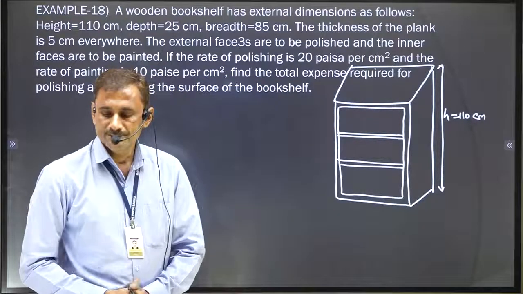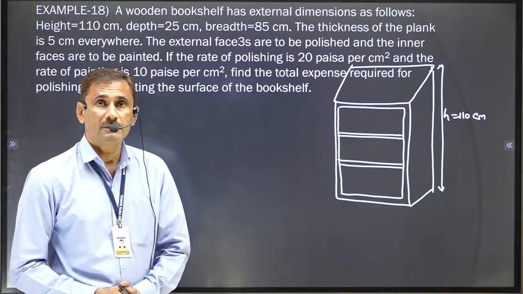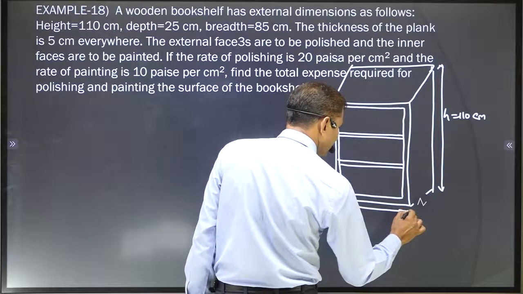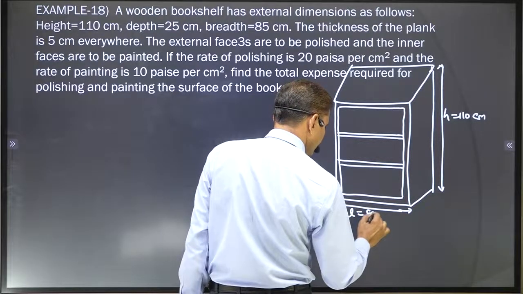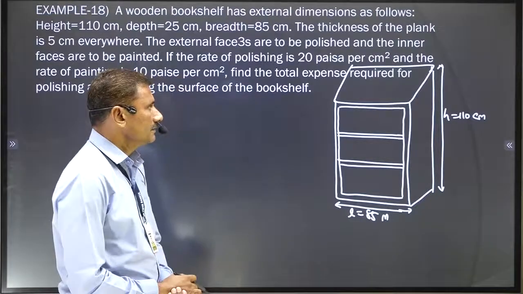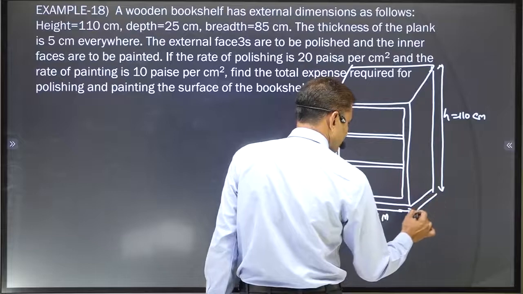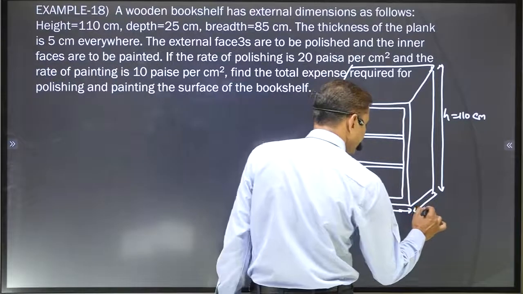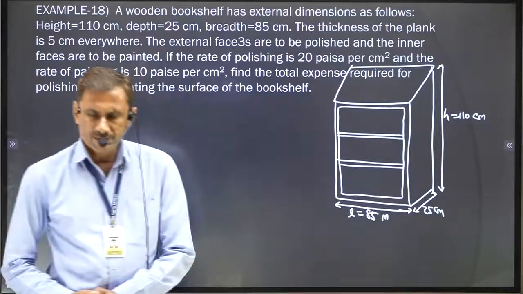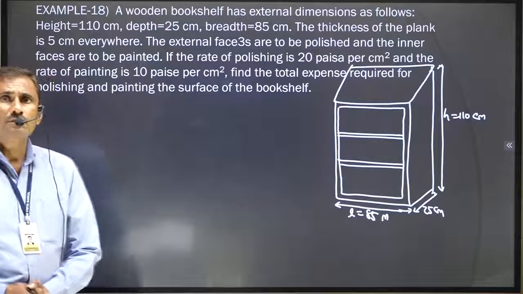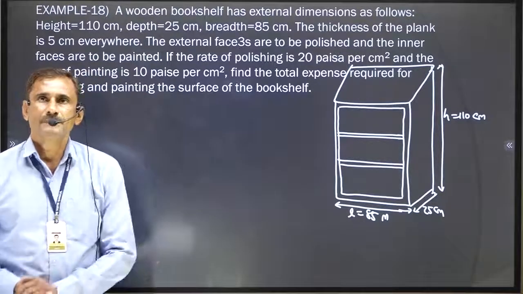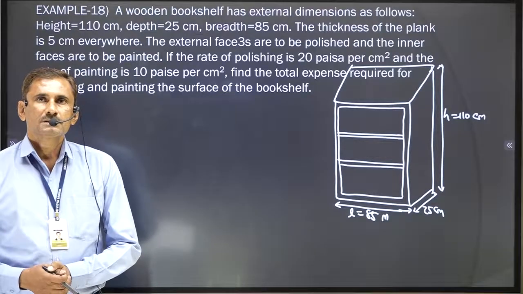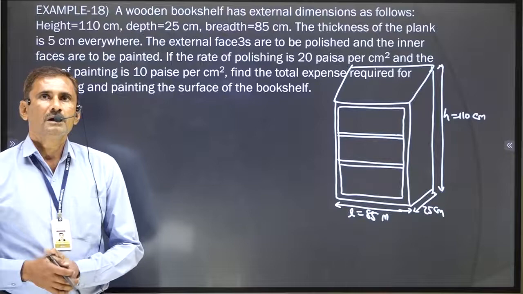Okay, which symbol I am writing, so be careful, otherwise it may be confusing: length, breadth, height. Now 85 is the length, so I am writing here L equal to 85. Now breadth means this part, and that is given 25. Now actually what they are telling, understand. First of all, the wooden bookshelf has external dimensions I have already written: height 110, depth 25, and breadth 85.